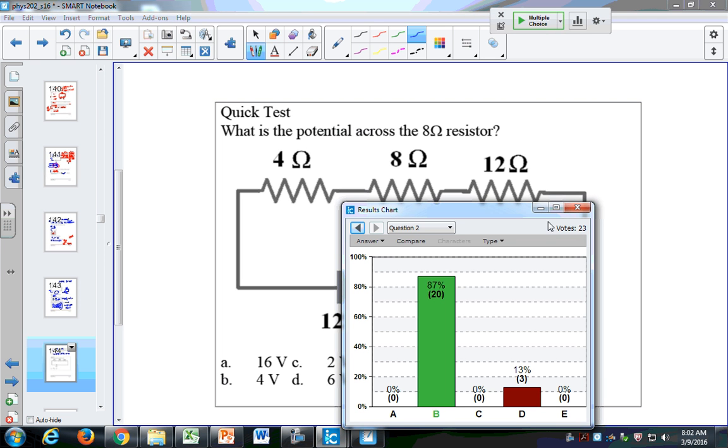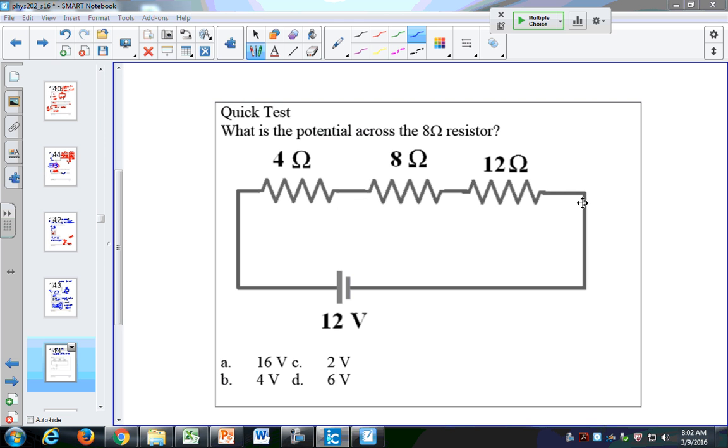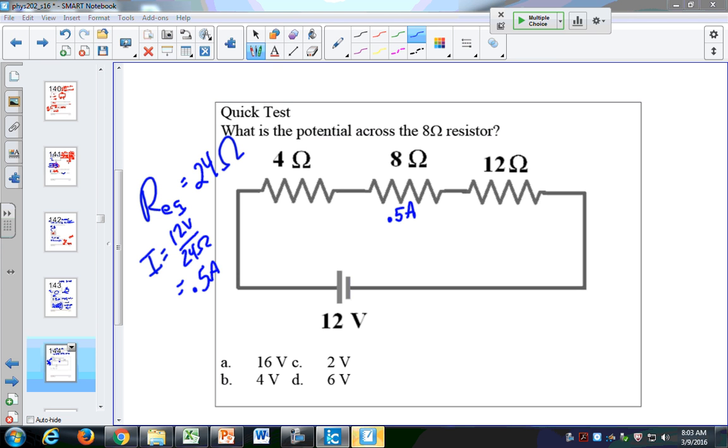Okay, awesome. B is right. I have 4 volts. My equivalent resistance is equal to 24 ohms. So my current is equal to 12 volts over 24 ohms. That's 0.5 amps. So if I have 0.5 amps across this resistor, that means I have a voltage equal to IR, or 0.5 times 8, which is equal to 4 volts. So B is the right answer.